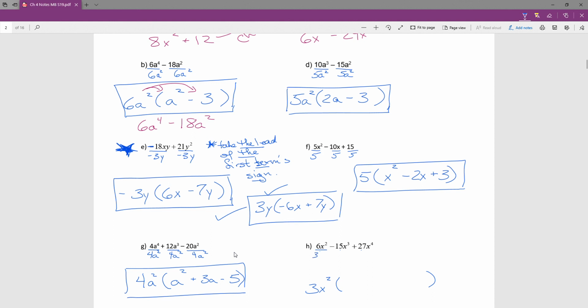I put down my brackets. I'm going to divide each of my terms by that greatest common factor and use those to fill my brackets up. So my first term would leave me with a 2. The next term would be a negative 5x. And the last term would leave me with a positive 9x squared. So I have factored that polynomial with the greatest common factor.